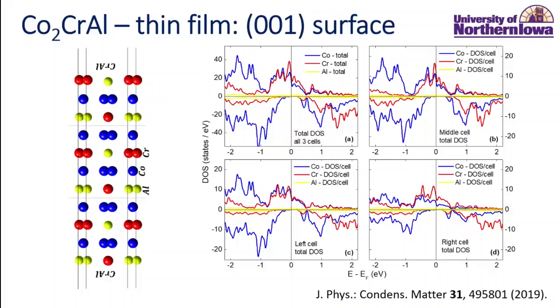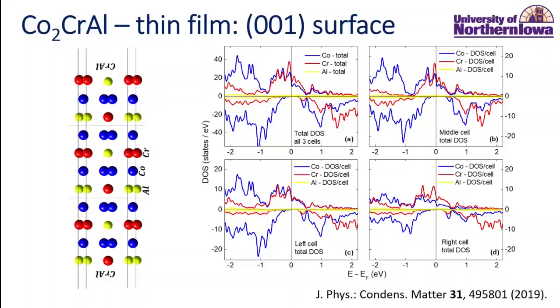So then we did similar analysis. We looked at cell-resolved densities of states for this material. So this is total, and here we have the middle cell. So again, not surprisingly, it retains the half-metallic properties. And here we have chromium-aluminum termination, the one shown here, and then this is chromium-aluminum termination of the top cell. They are all more or less identical.